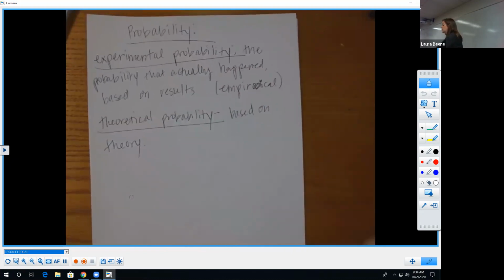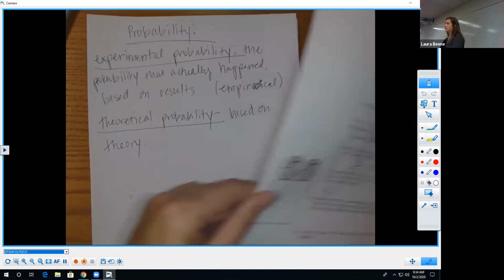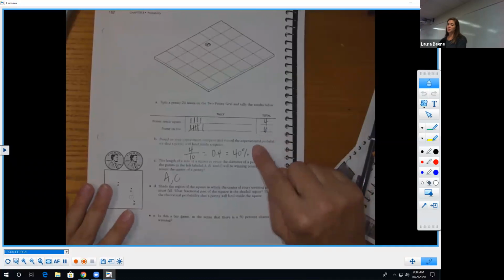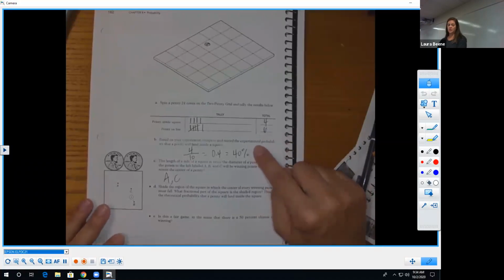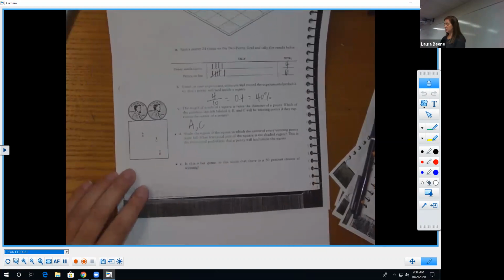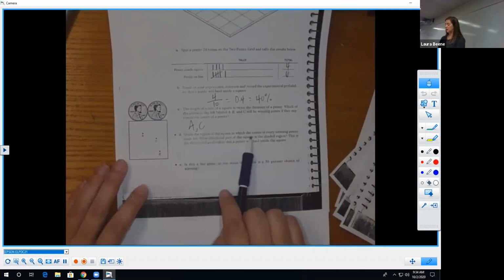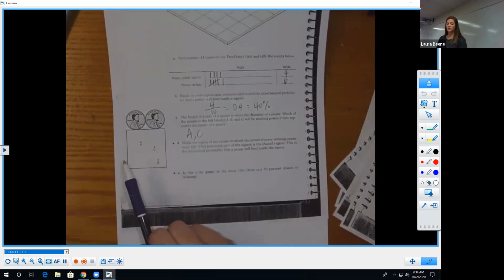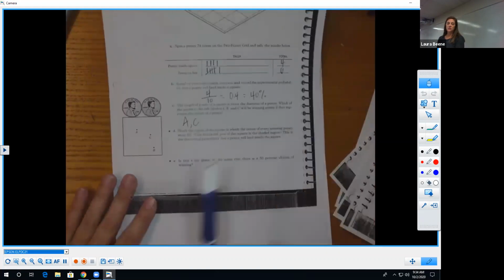Okay, so this is finding what the theoretical probability is. We already found the empirical or experimental probability of 40%. So in theory, what should happen? So take a second and see if you can shade the region of the square in which the center of every winning penny must fall. Okay, so I'd like for you to pause the video here and see if you can do that.